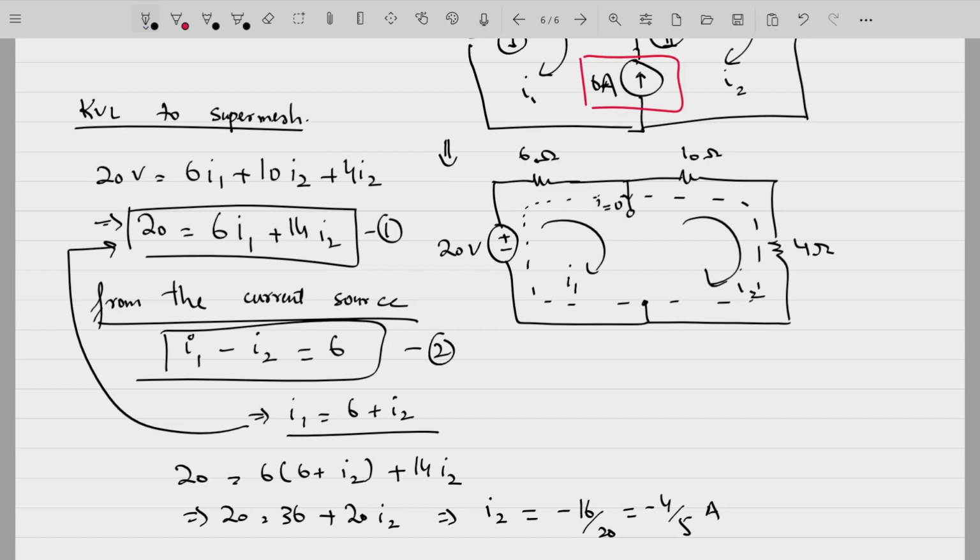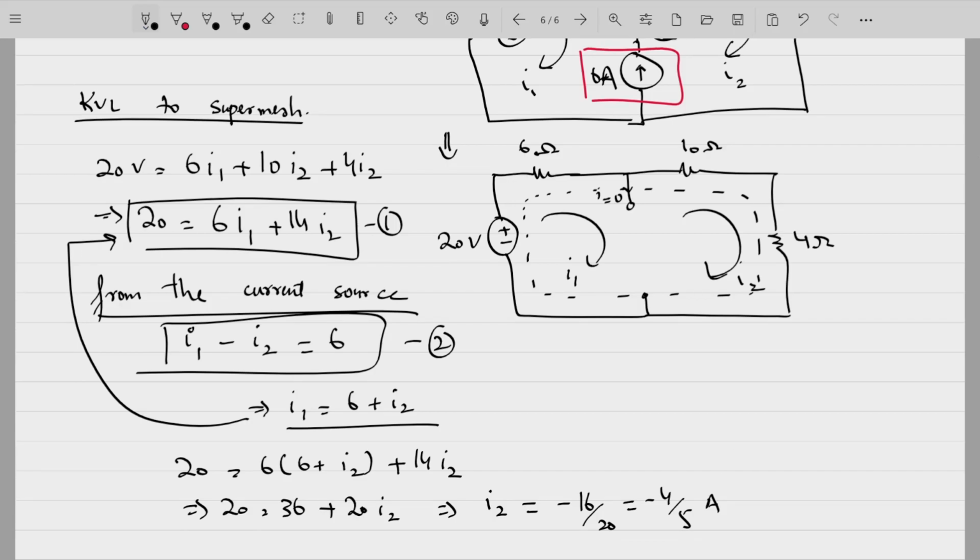We are getting I2 equal to minus 4 by 5 amperes. And therefore I1 will be equal to 6 minus 4 by 5, that is 30 minus 4, 26 by 5 amperes. So these are your two values of I1 and I2 that you will obtain for this circuit.